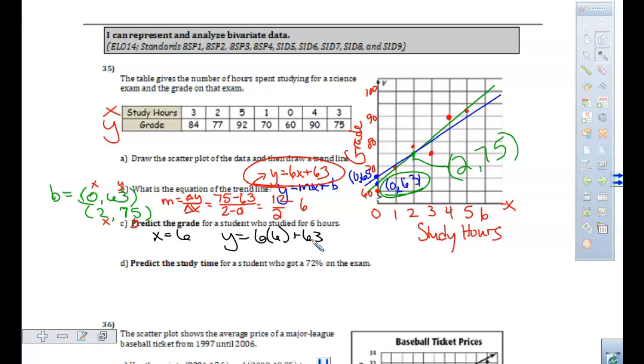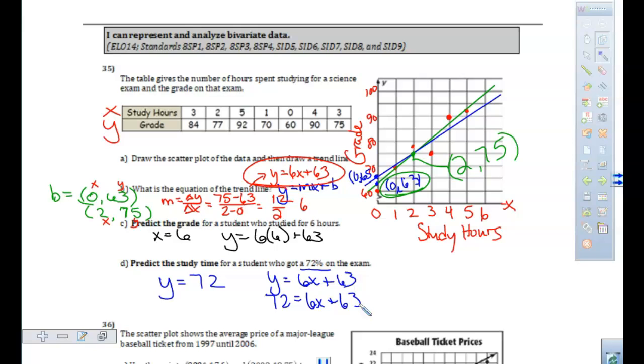Whereas, Ilke, when I'm doing part D, it says what? What do I know? The x or the y is 72. The student got 72%, so the y is 72. We haven't done a lot like these, but you're going to go back to that same equation. Where y was equal to 6x plus 63, you go 72 equals 6x plus 63. And you solve for x. And then you'd be able to say, oh, they studied about this many hours, right?